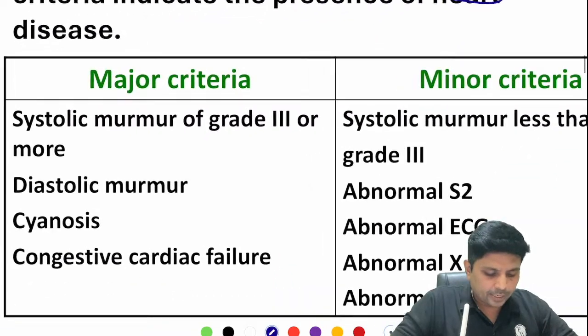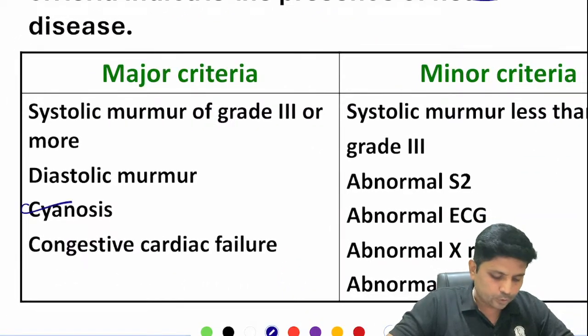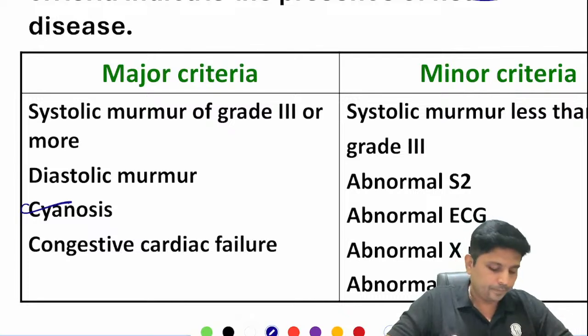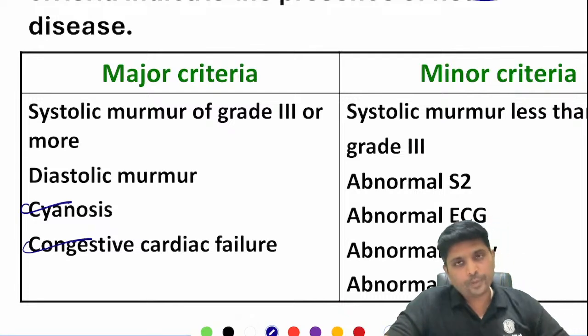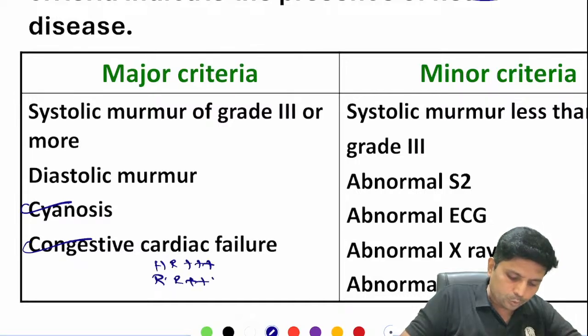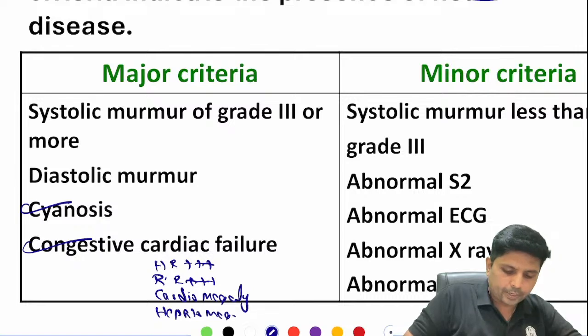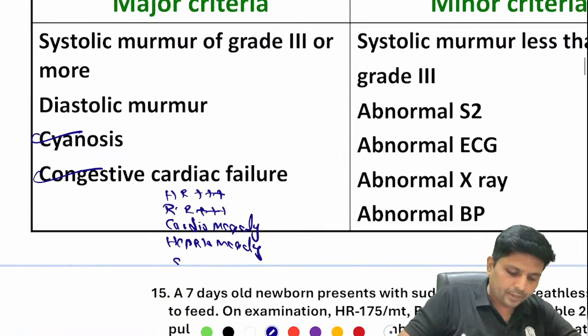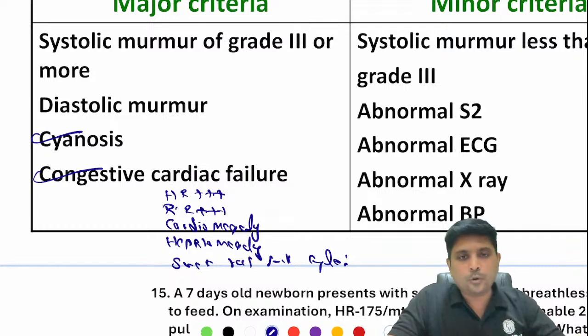What are all the major criteria? The child is having cyanosis, can be a congenital heart disease. The child is having congestive cardiac failure. What do you mean by congestive cardiac failure? The heart rate will be more, the respiratory rate will be more, there will be cardiomegaly and hepatomegaly, and the baby will be having suck, rest, suck.